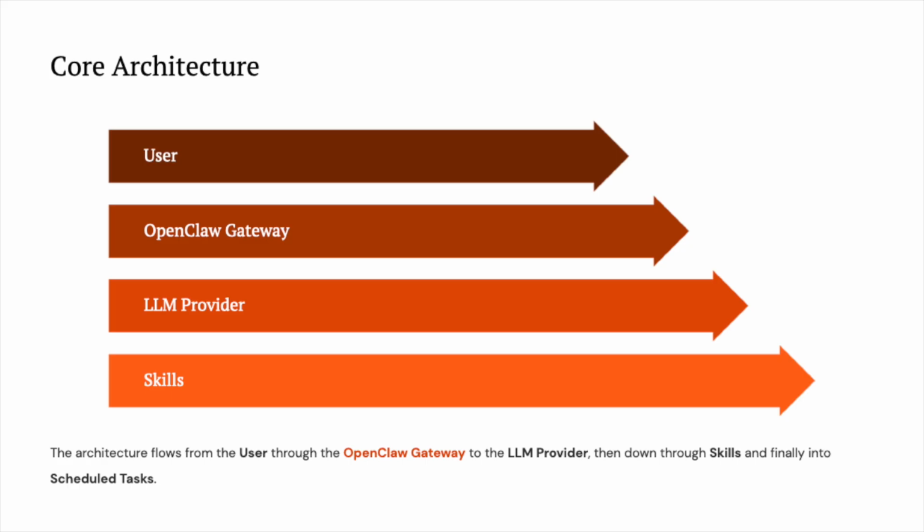The LLM provider is the base, because it provides all the LLM capability, and its baseline is the skills, right? This is very important, which finally leads into scheduled tasks, right? So this is the core architecture of OpenClaw.